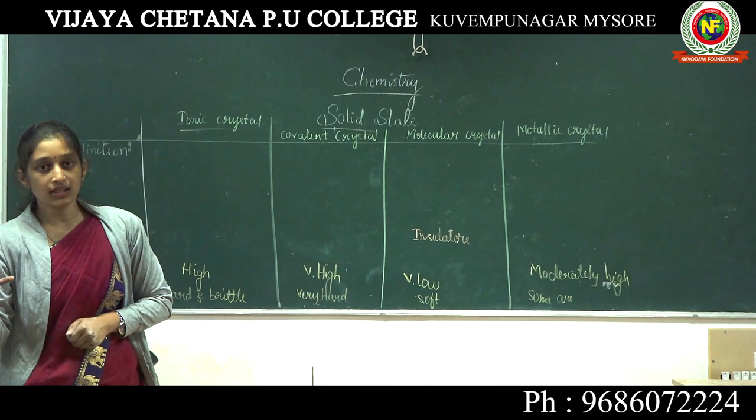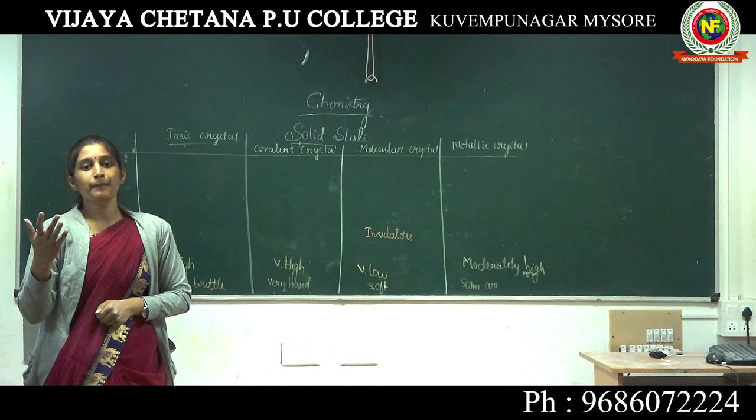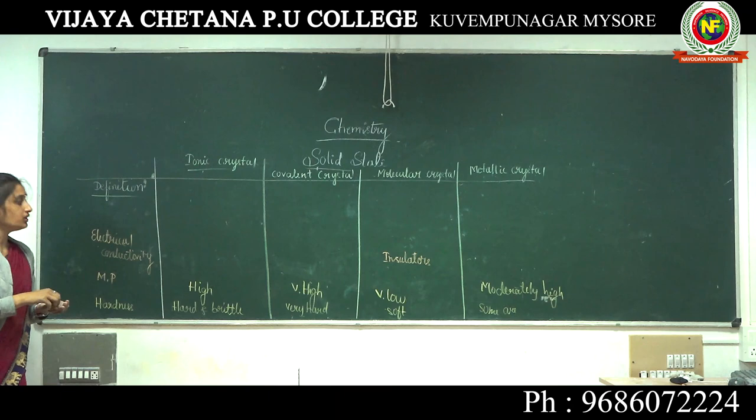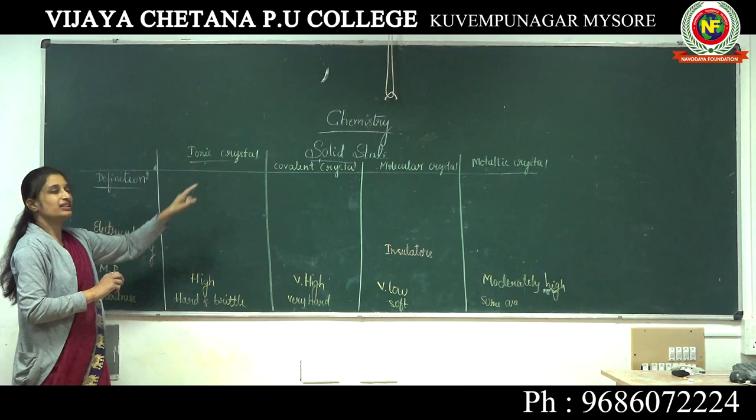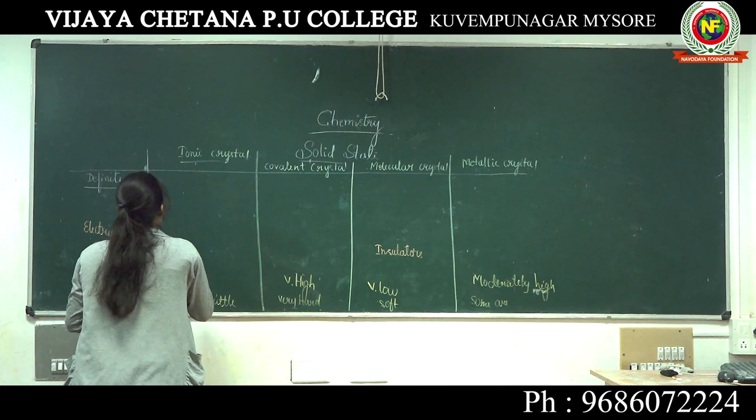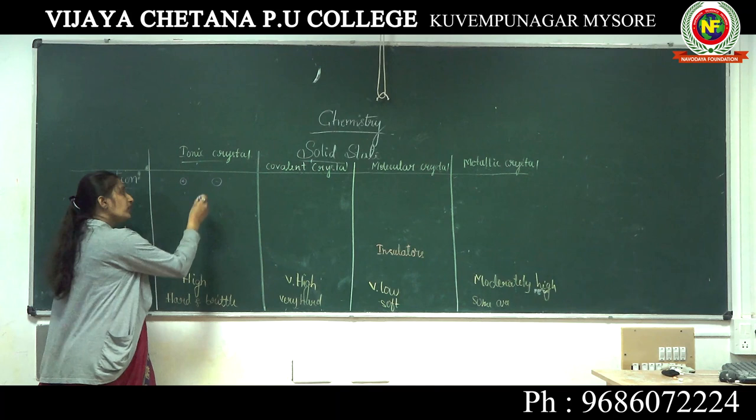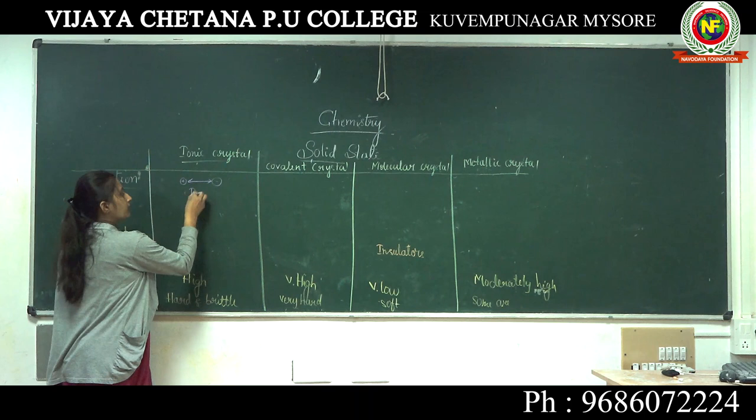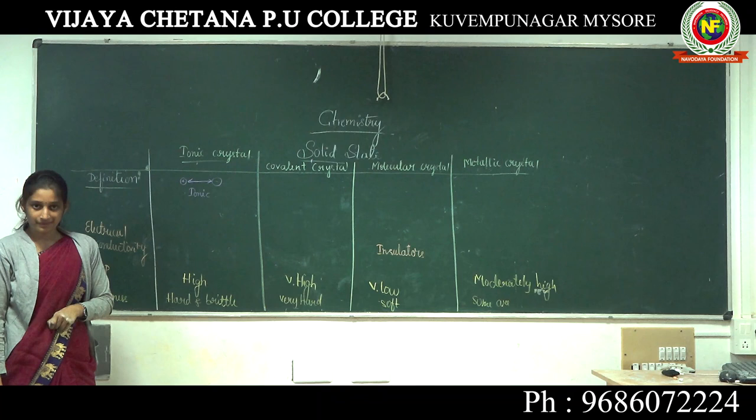First one, ionic; second, covalent; third, molecular; and fourth one, metallic. What is ionic? First, I'm going to explain the definition. Ionic crystal, the name itself indicates: between the atoms, the bond is an ionic bond. Here two atoms are there, one positive, one negative, and between these two the bond is ionic.